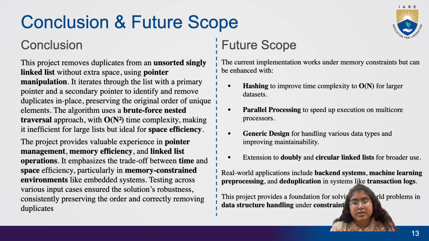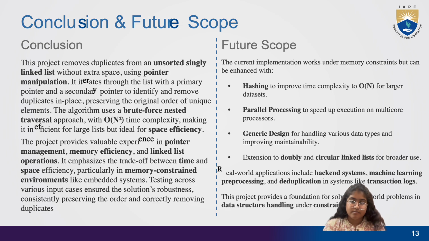Future scopes include enhancements like using hash sets to achieve O of n time where memory permits, employing parallel processing for faster duplicate detection, extending the logic to doubly or circular linked lists, and adapting it for machine learning pre-processing and back-end deduplication systems. This project thus builds a strong foundation in handling real-world data structure problems under practical constraints.